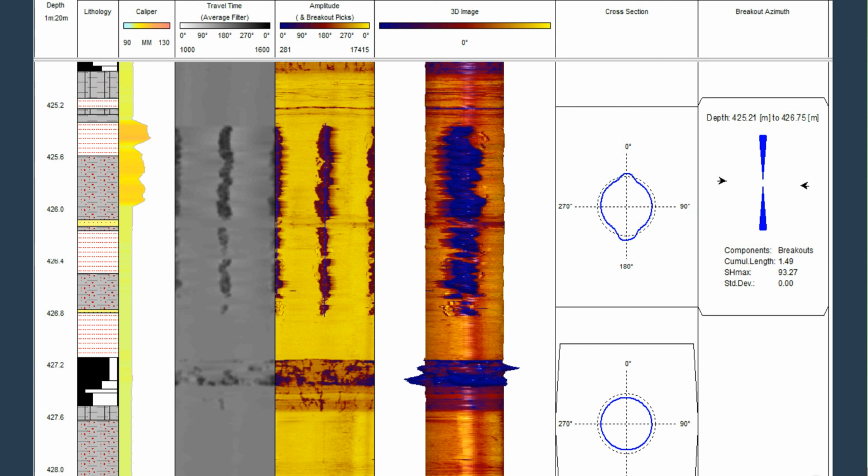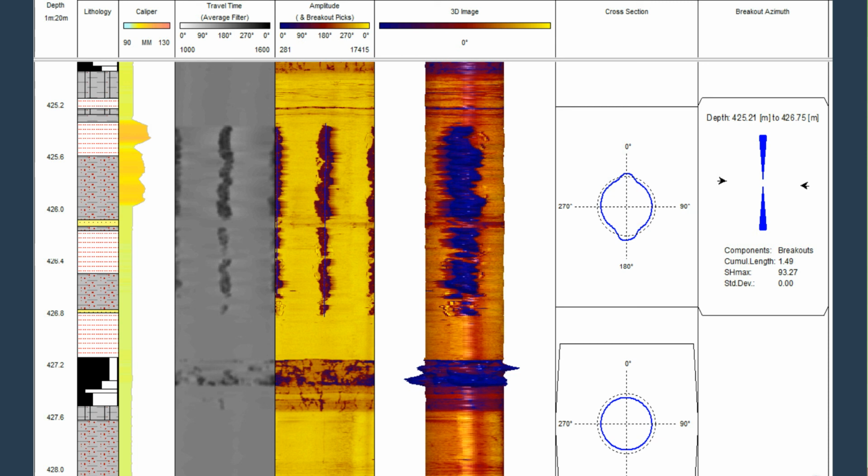The breakouts are manually picked on the amplitude log, and the results can then be displayed in a number of ways in WellCAD. The breakout azimuth column shows the picks displayed in the form of a rose diagram. This particular pick has an azimuth that is roughly north-south, which means that the maximum stress direction is oriented east-west.